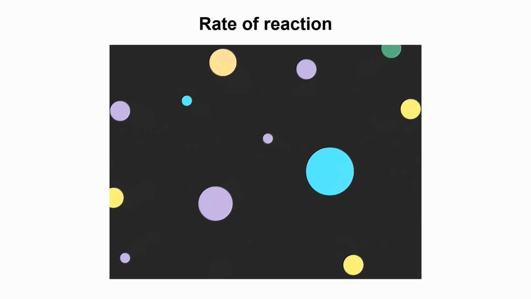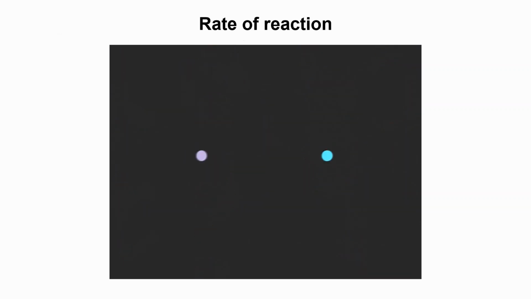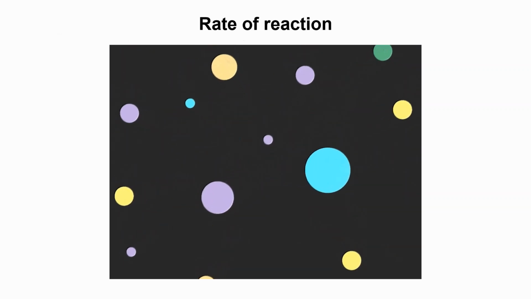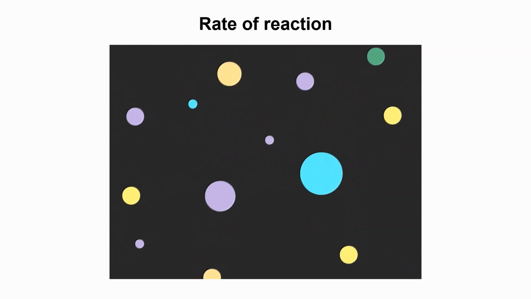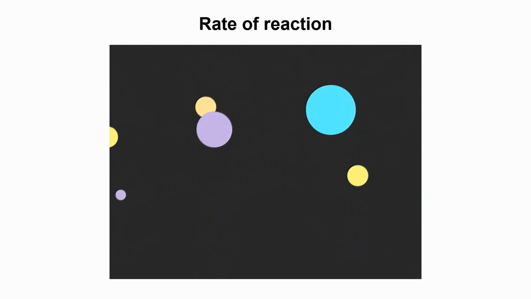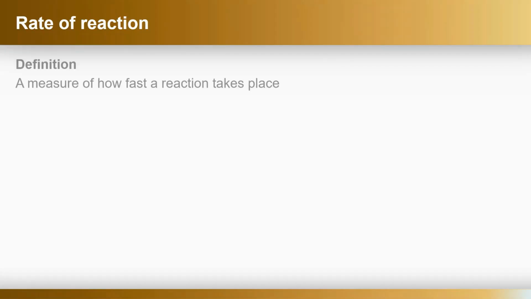Hi everyone, in this video we are going to look at rate of reaction. As the name suggests, it has to do with time and how fast a chemical reaction is happening. So just a definition of rate of reaction. Rate of reaction is a measure of how fast a reaction takes place. And before we move on, it's important for us to write rate of reaction instead of speed of reaction.